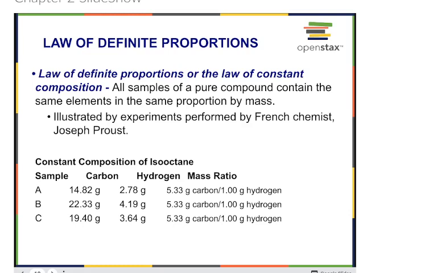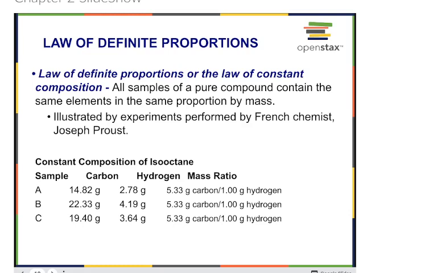The law of definite proportions, or the law of constant composition: all samples of a pure compound contain the same elements in the same proportions by mass. For example, in sample A, carbon has 14.82 grams and hydrogen is 2.78 grams. Then you can create a mass ratio of carbon to hydrogen, where we reduce to get just one hydrogen atom. So basically you can reduce the fraction from 14.82 over 2.78 to yield the carbon to hydrogen ratio simplified into 5.33 grams of carbon and 1.00 grams of hydrogen.